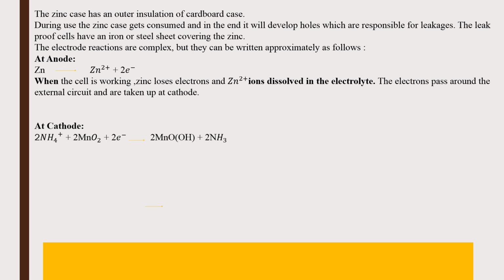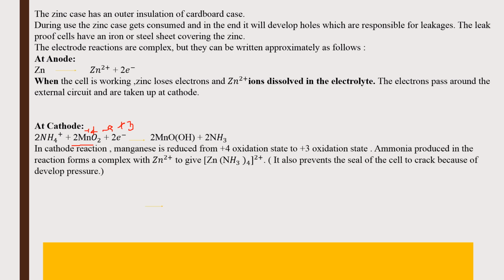At the cathode, which contains the graphite rod and the moist paste of ammonium ion covered with carbon plus MnO2, manganese dioxide, MnO2 will be there, and we know that at the cathode reduction takes place. Here manganese in MnO2 is in its +4 oxidation state. After reduction it will get its +3 oxidation state, by gaining 2 electrons it will be converted into its reduced form. So 2 NH4+ plus 2 MnO2 plus 2 electrons gives 2 MnOOH plus 2 NH3.